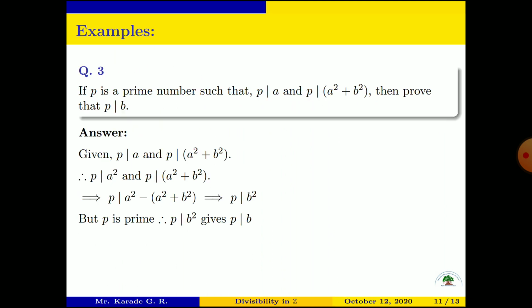Okay, so let us take the next example, question number 3. If p is a prime number such that p divides a and p divides a square plus b square, then prove that p divides b. We write the answer: given that p divides a and p divides a square plus b square. As p divides a, p will divide a square, and also given that p divides a square plus b square.